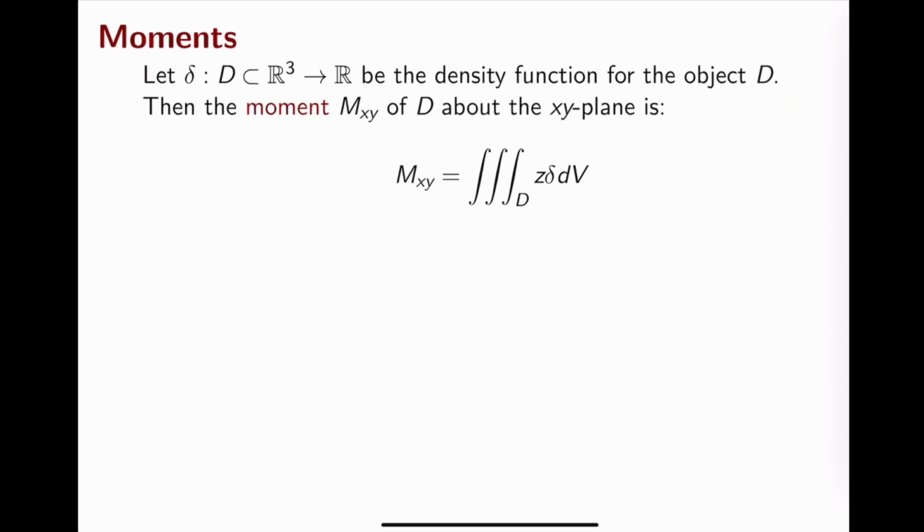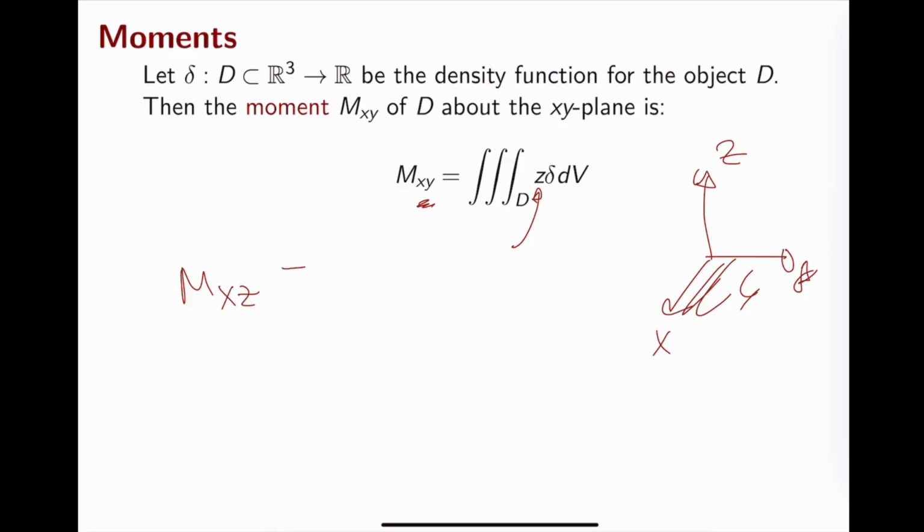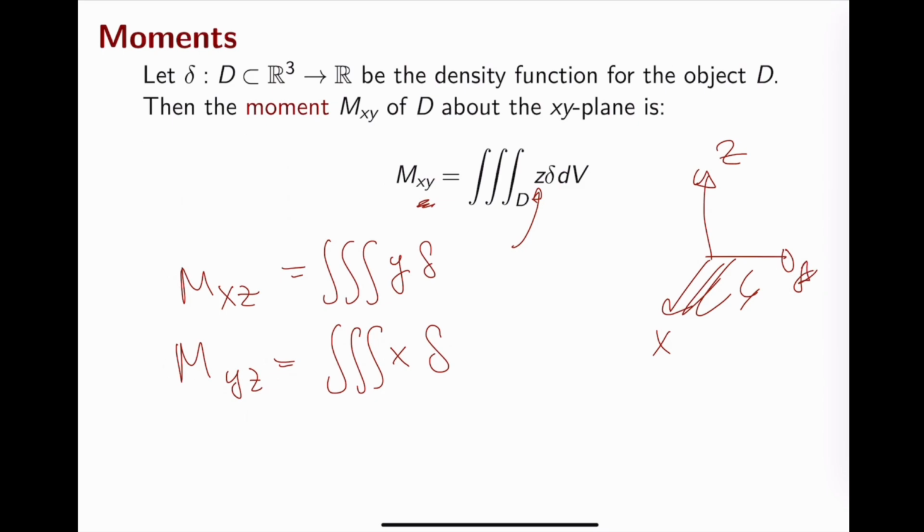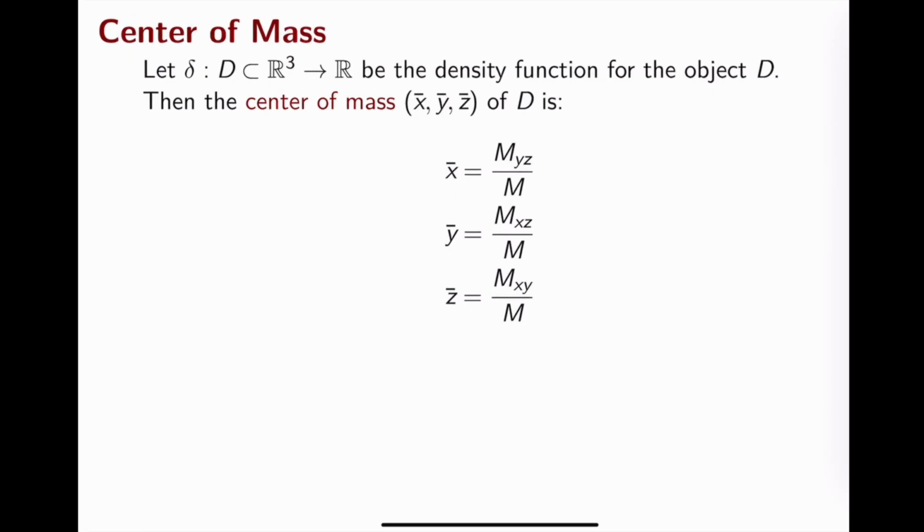We're going to define what are called the moments with respect to the axis. The object is going to have 3 moments, and these moments are going to be useful in order to calculate the center of mass of the object. So the definition of the moment xy is going to be the integral of the density multiplied by the other variable. So if we are talking about the plane determined by x and y, we are going to put z in the multiplication of the integral. And in the same way, we are going to calculate the moment xz, which is going to be the triple integral where we put y times the density. And the moment yz is going to be the triple integral where we put the other one, that in this case will be x times the density.